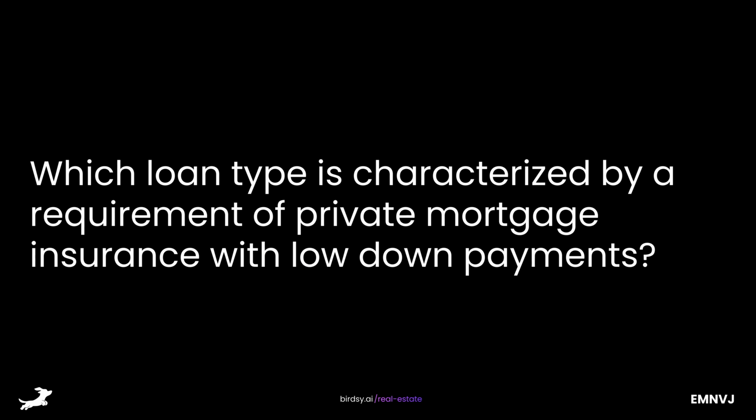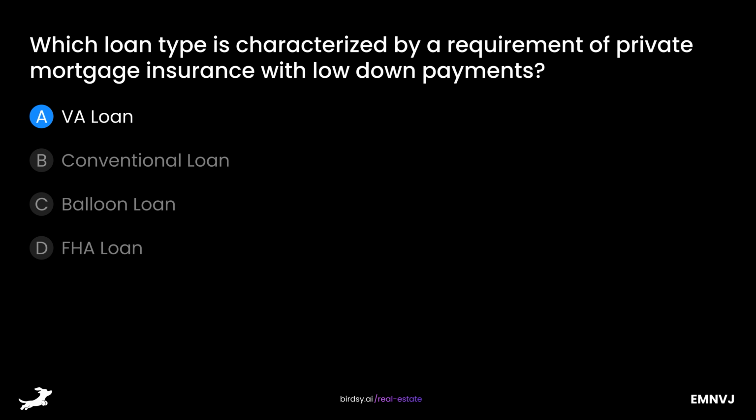Which loan type is characterized by a requirement of private mortgage insurance with low down payments? Is it A, Veterans Affairs VA loan? B, conventional loan? C, balloon loan? Or D, Federal Housing Administration, FHA loan? The answer is B, conventional loan.